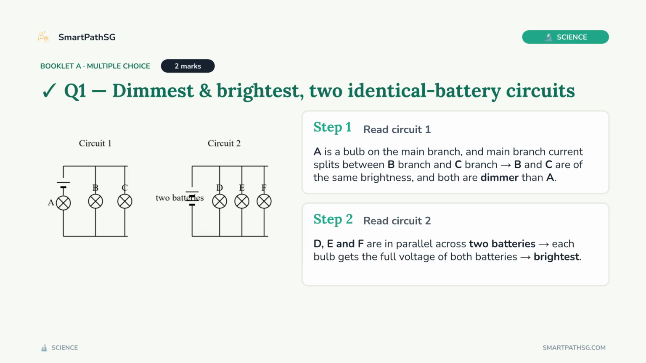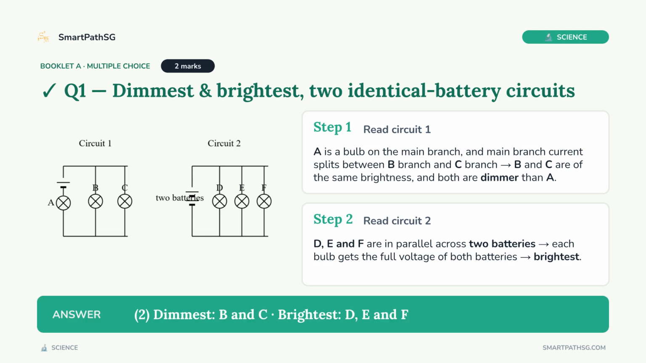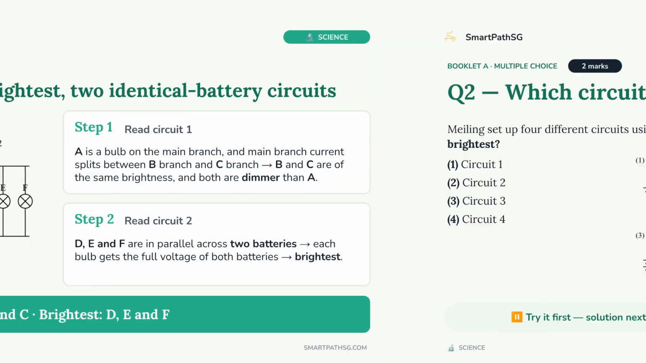Next, read circuit 2. D, E, and F are in parallel across two batteries. That is, each bulb gets the full voltage of both batteries, therefore, they are of the same brightness and the brightest of all bulbs. So answer is 2. Dimmest, B and C. Brightest, D, E, and F.